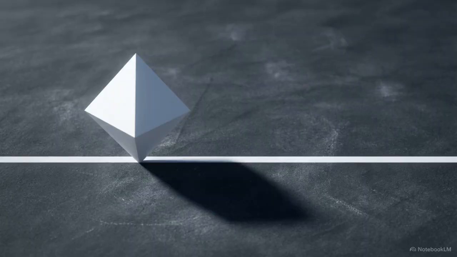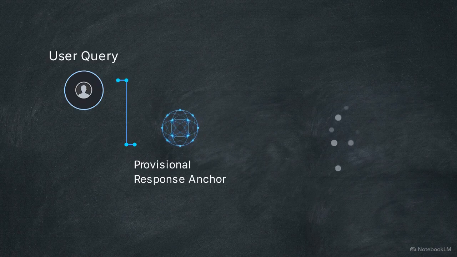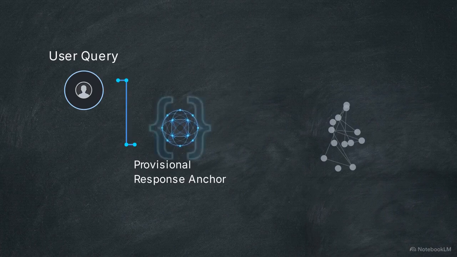Stage 2 executes a critical constraint step before a single token of answer text is drafted. The system injects a provisional response anchor. This is a virtual constraint object placed directly into the candidate bag graph, acting as a structural blueprint for the impending output. The anchor evaluates the user query and locks in specific requirements.